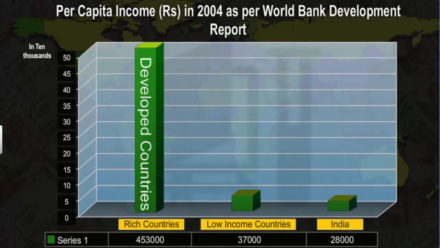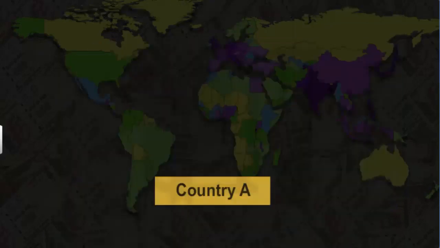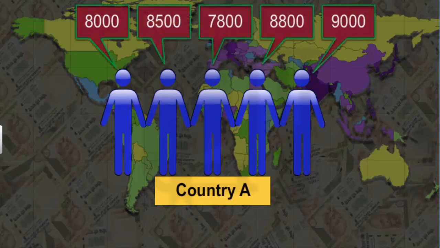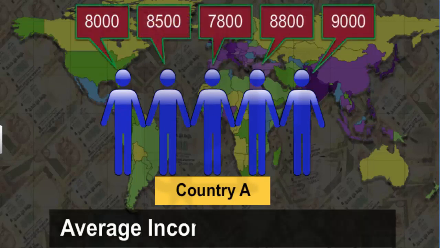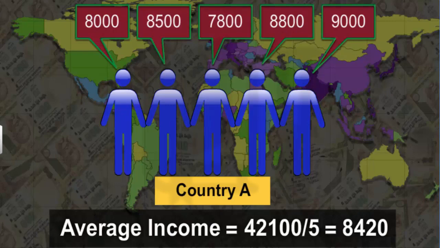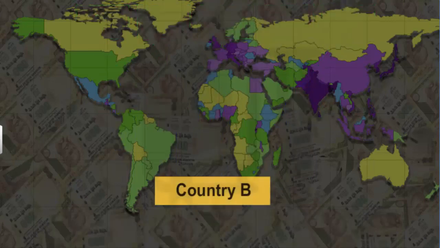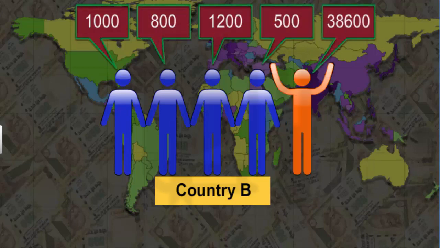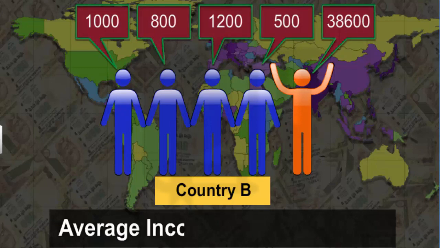Consider a country A with a population of 5 people who have similar incomes. The average per capita income for country A is 8,420. Now consider a country B with a population of 5 people, where one person has a much higher income than the other 4. The average per capita income for country B is also 8,420.